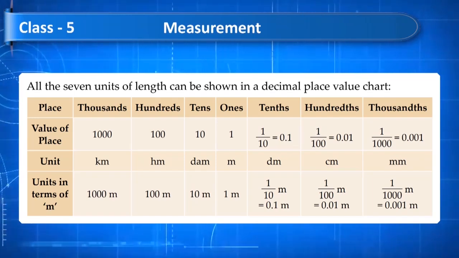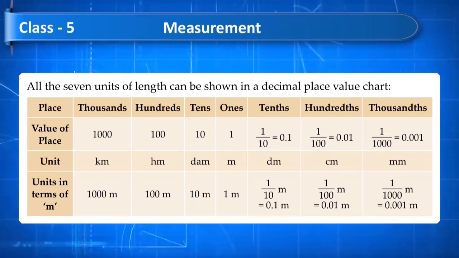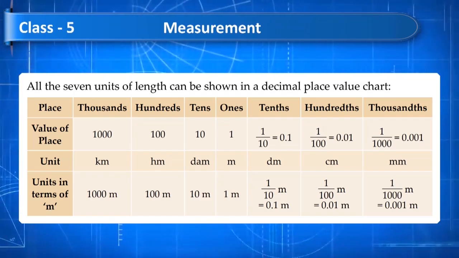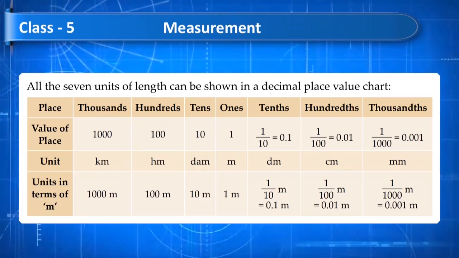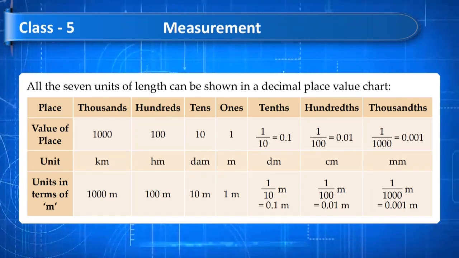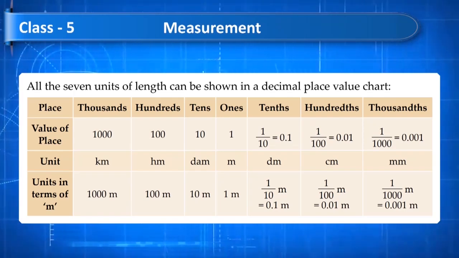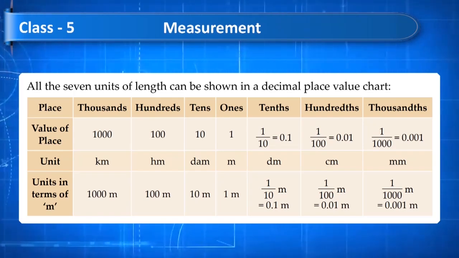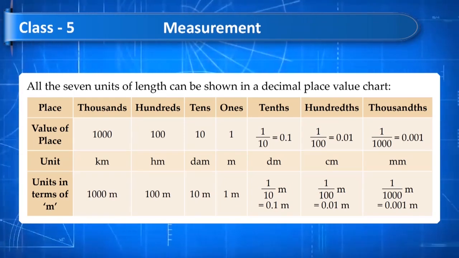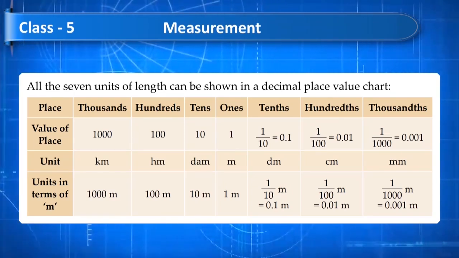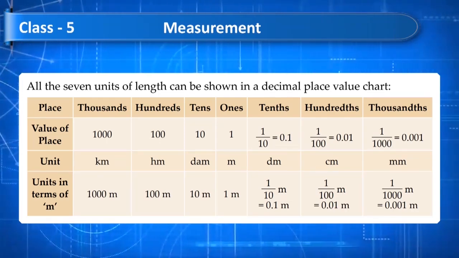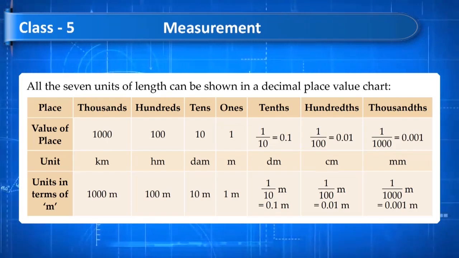At tenths place, value of place is 1 by 10 which is equal to 0.1, unit decimeter which is equal to 1 by 10 meter or 0.1 meter. At hundredths place, value of place is 1 by 100 which is equal to 0.01, unit centimeter which is equal to 1 by 100 meter or 0.01 meter. At thousandths place, value of place is 1 by 1000 which is equal to 0.001, unit millimeter which is equal to 1 by 1000 meter or 0.001 meter.